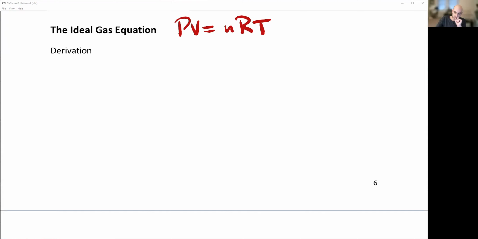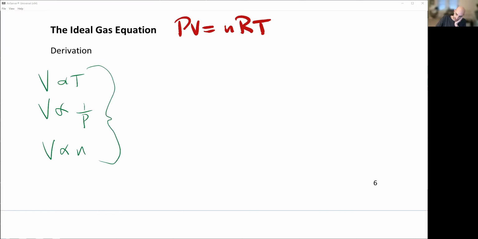So what we know, just in terms of volume, we know that volume is proportional to temperature. I know that volume is inversely proportional to pressure. I know that volume is proportional to moles. All of this can be combined together to give me volume is proportional to moles times temperature over pressure.